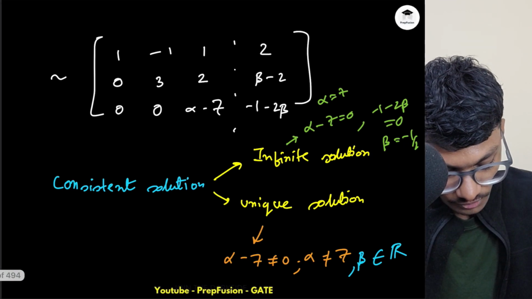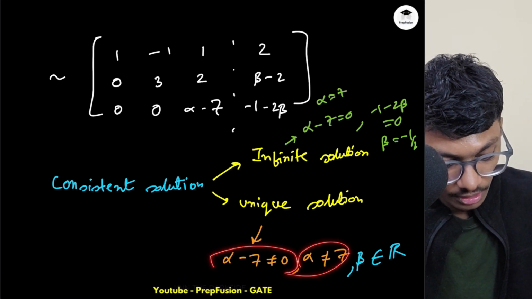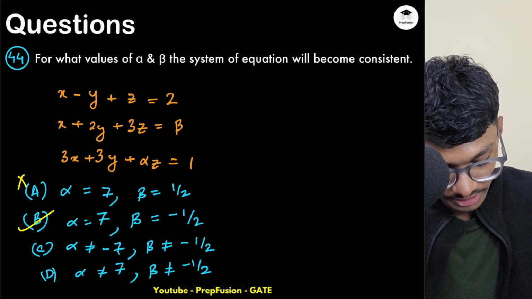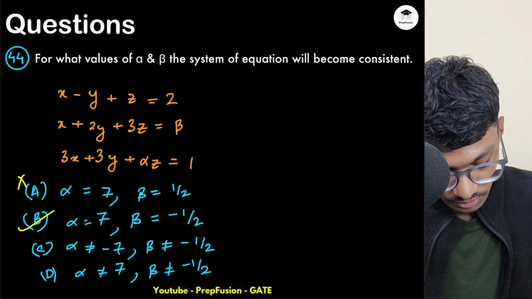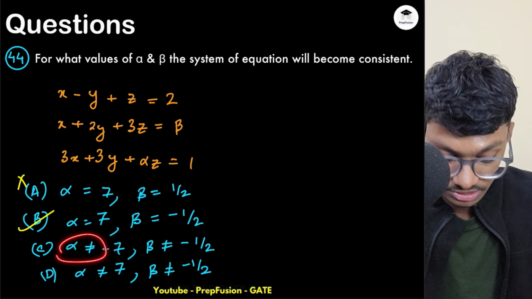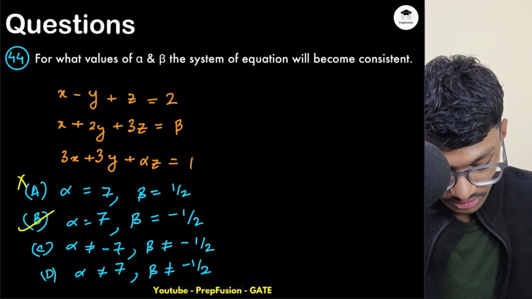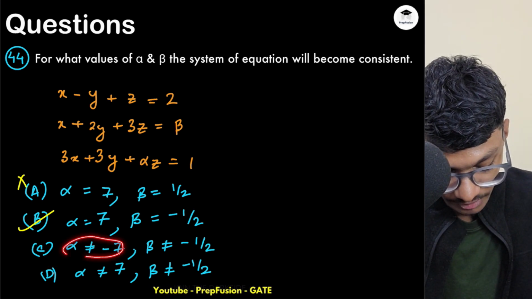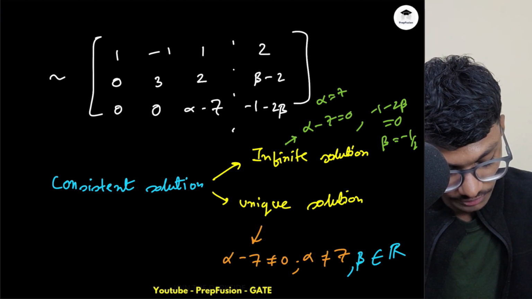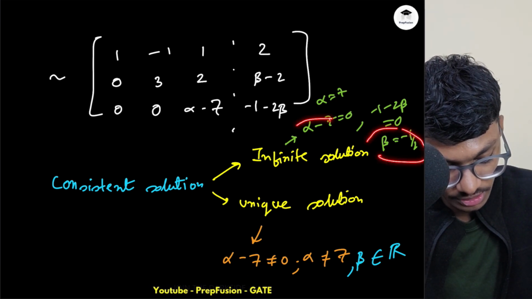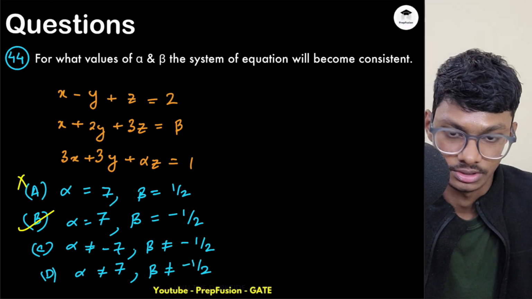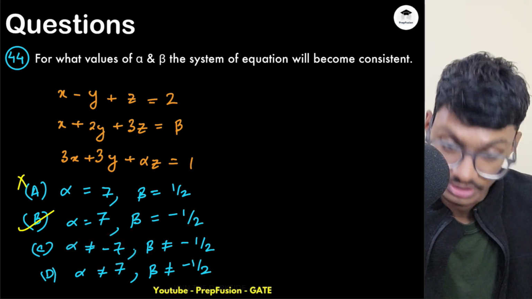Now alpha not equal to minus 7 and beta not equal to minus half. So if alpha is not equal to minus 7, alpha is not equal to what? Oh, minus 7, okay. Then beta is not equal to minus half. So alpha can be 7 over here. If alpha is 7, then again this is not valid, right? Because if alpha becomes 7, then beta has to be equal to minus 1 by 2, and it has told that beta cannot be equal to minus half. So this case fails, right?